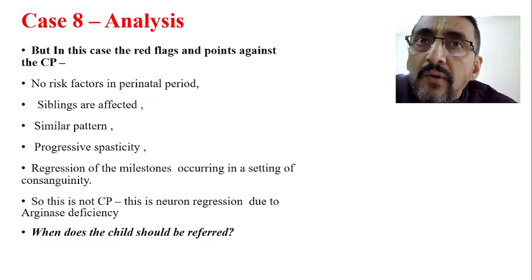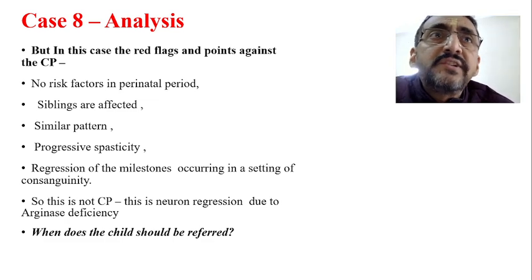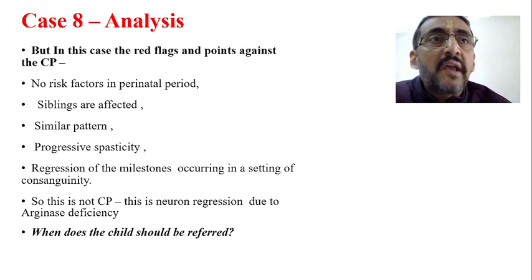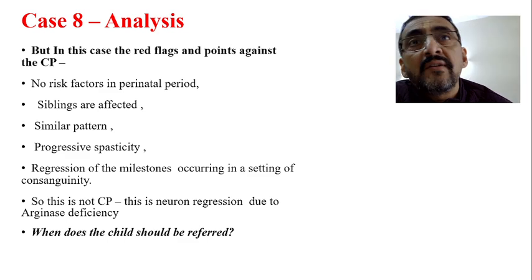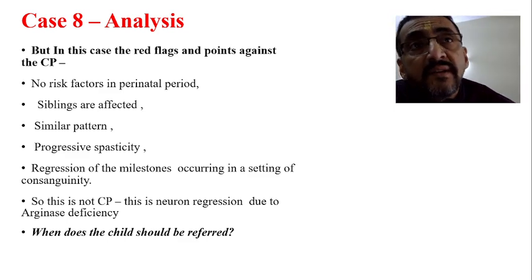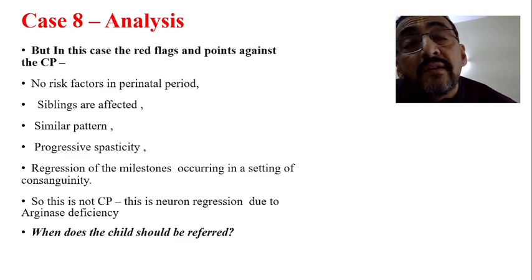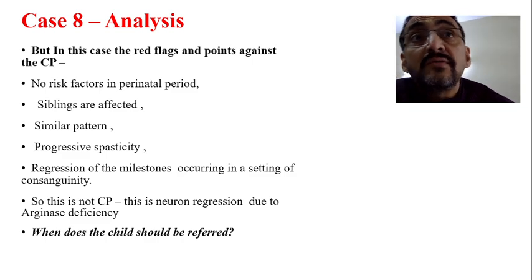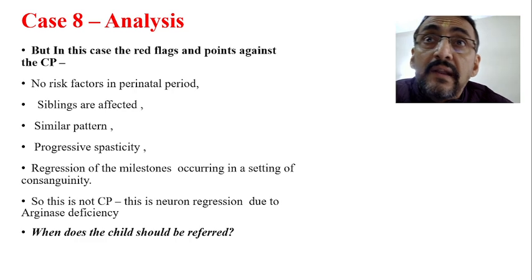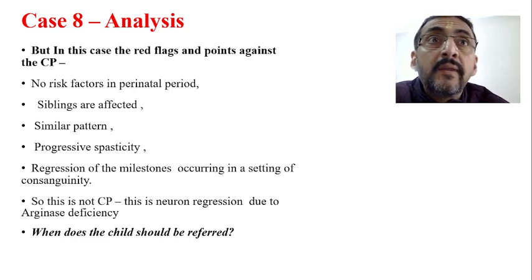Now here what we have to understand is that regression of the milestones is taking place, also in a setting of consanguinity. You know, a third degree consanguineous marriage is there. Both the siblings are affected, and in both there is regression of milestones after a minor illness. So definitely this is not CP. We should not get confused with CP in such conditions.